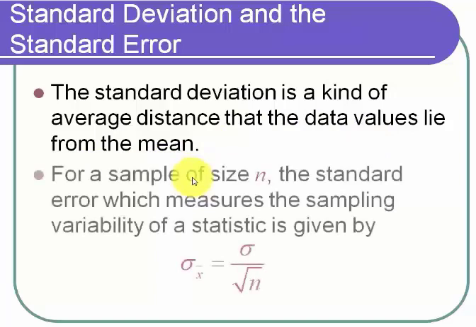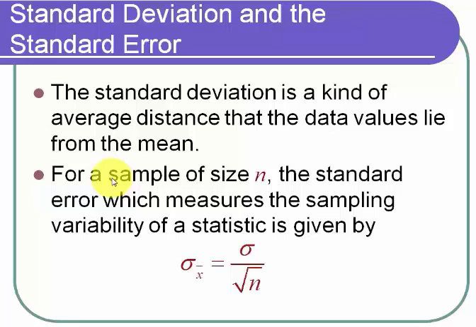The standard error, on the other hand, is also very important, but it's something that we're going to spend a lot of time later on talking about. So today I'm just going to briefly say it, just to say that you've seen it once. For a sample of size n, the standard error, which measures the sampling variability of a statistic, is given by sigma sub x bar equals sigma divided by the square root of n. So again, just so you've seen it once, when we get to talk about this in a few weeks from now, you'll have seen it. And then we'll talk about it in detail and really go over what it means.